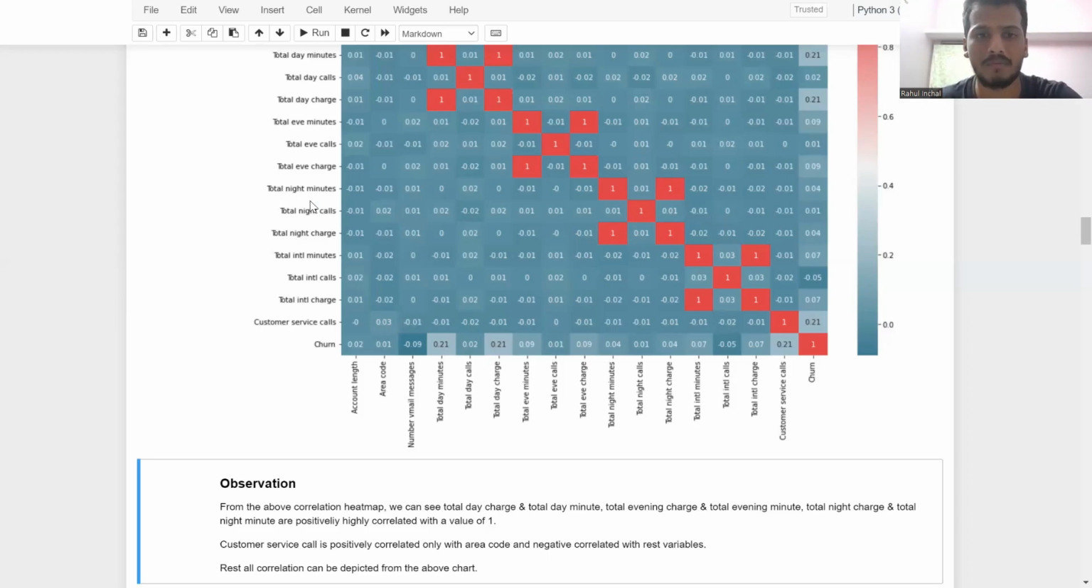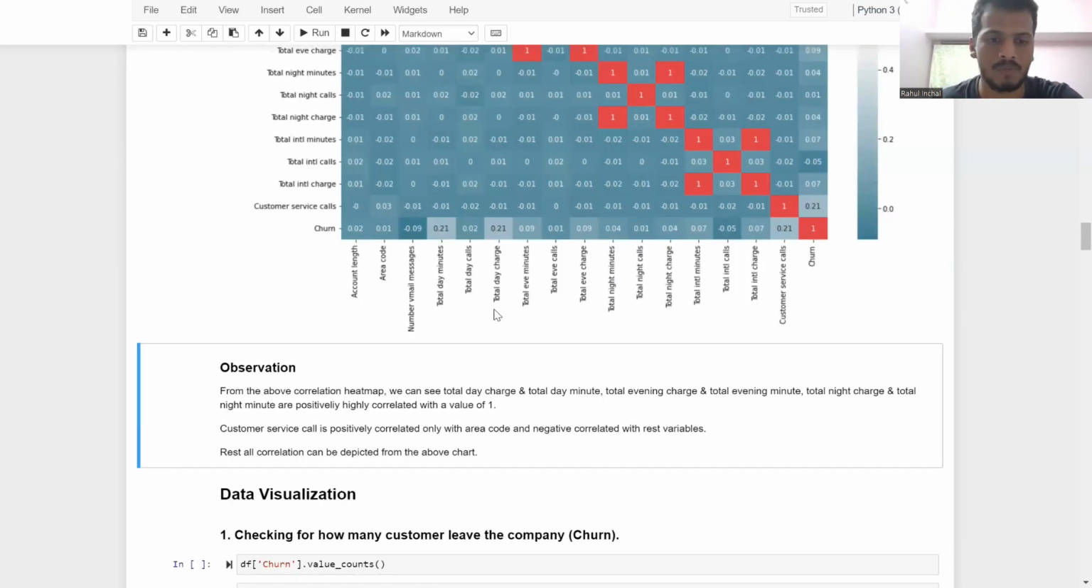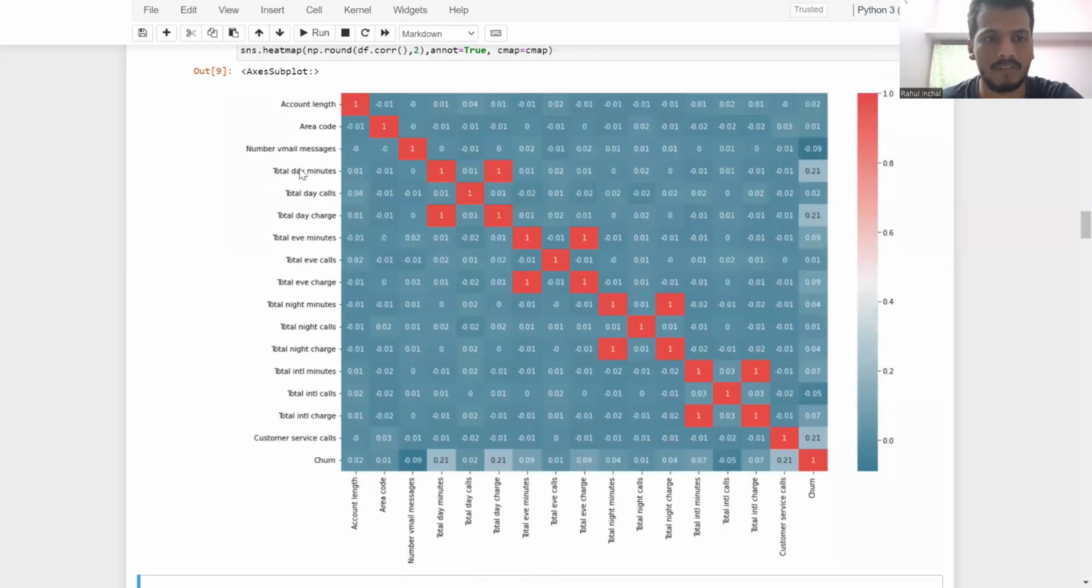So total night minutes and total night charges, for example. Total night minutes may be the same, and total night charges will also be the same, right? So they both have the same numerical values. It goes for everything else: total day minutes and total day charges, total evening charges, total evening minutes, and similarly it goes on.